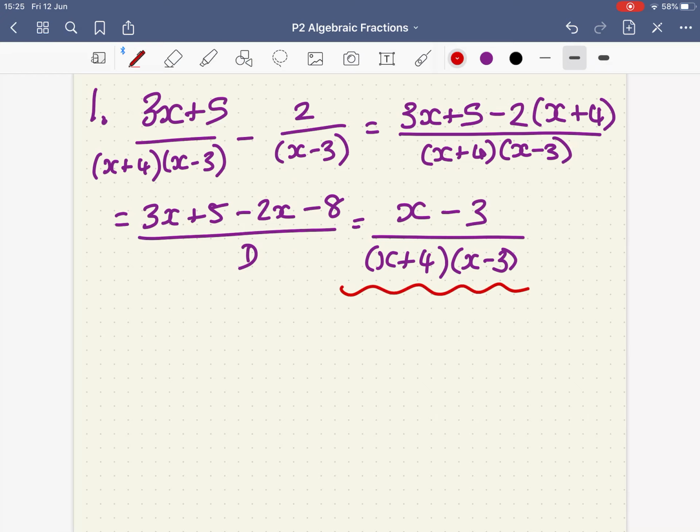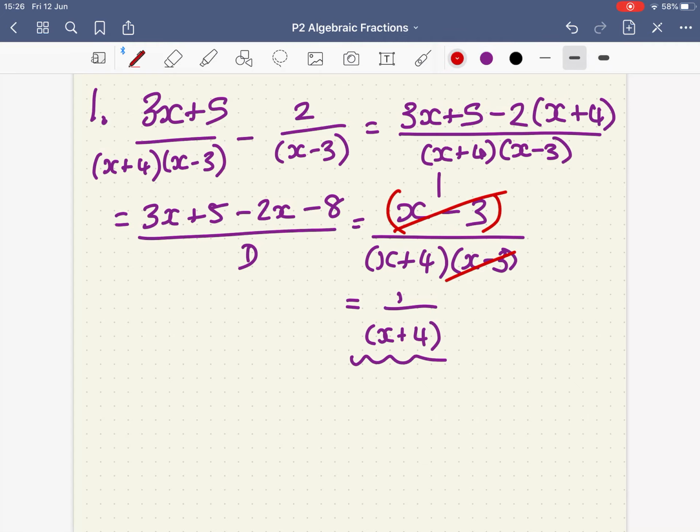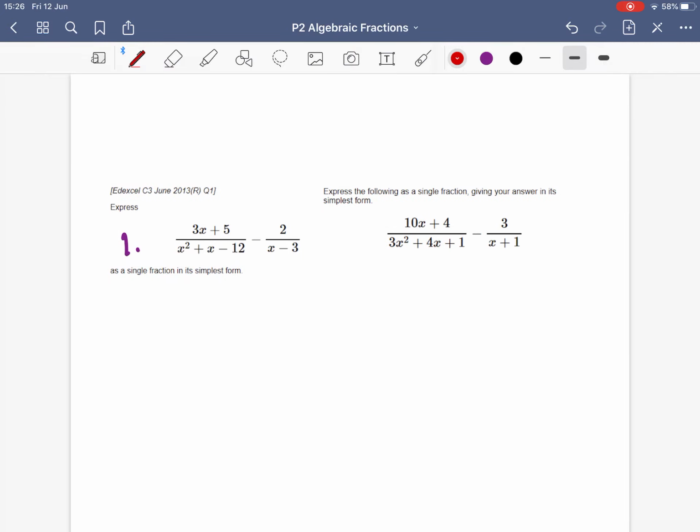So that's that one. Oh, now I've just noticed that's not that one, is it? Because I can factorise at the end. So this whole top cancels with that. So that just leaves you with 1 there. So 1 over x plus 4 is your final answer. Okay. Good. Now then, the second question.